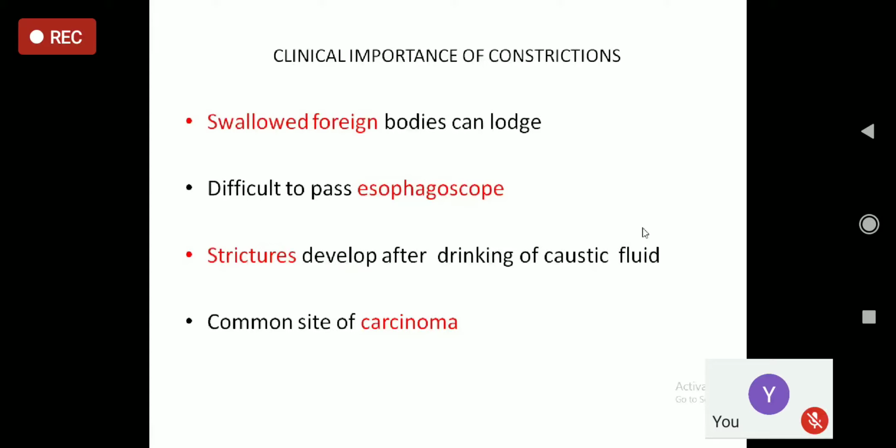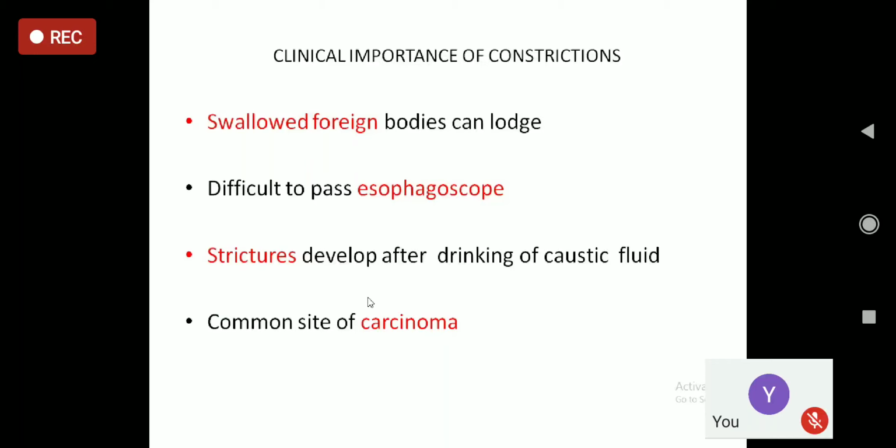Within these normal sites of constriction, strictures may develop after drinking an excessive amount of caustic fluid. Individuals who drink such harsh fluid might develop strictures at these sites, and the normal sites of constriction may become abnormal. These normal sites of constriction are also common sites of esophageal carcinoma. So these are the clinical significance of the normal sites of constriction, and we should know about them.